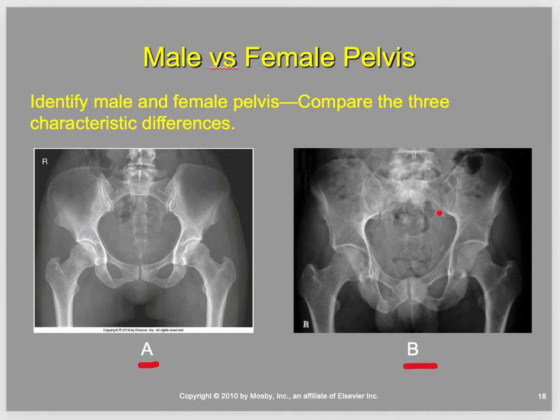So this one here is more narrow. So this is actually a male pelvis. And then this one here is more round, more flared. This would be your female pelvis.